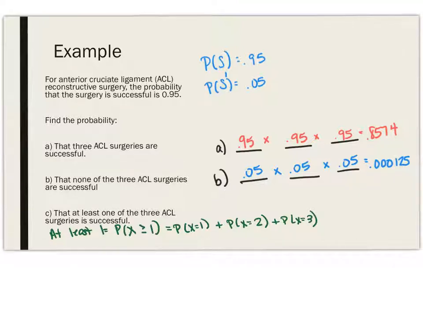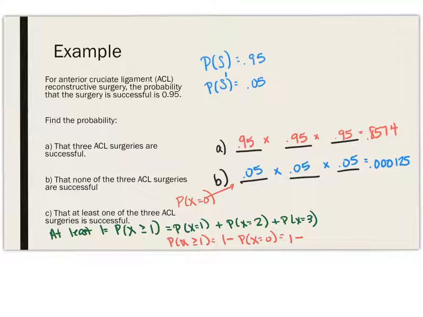Well, who does that not include? 1 success, 2 successes, 3 successes. It does not include no successes. So we can use the complement. The probability of X being greater than or equal to 1 is equal to 1 minus the probability that X equals 0. We could find the probability X equals 1, or 2, or 3, and add them all up. The simpler method is the complement method: X equals 0 means no successes, and that was calculated right here.